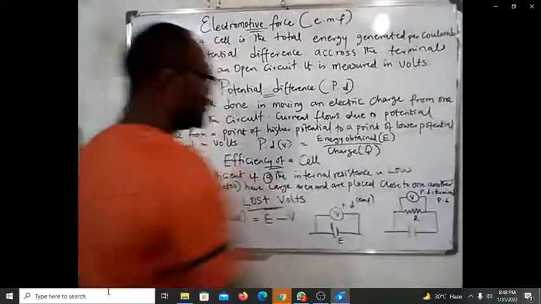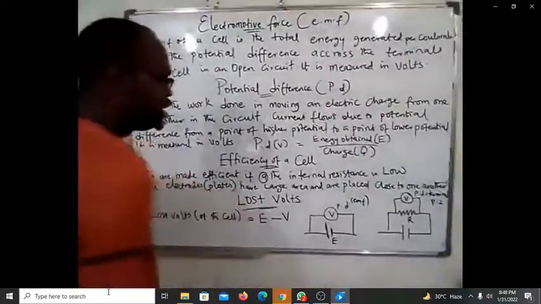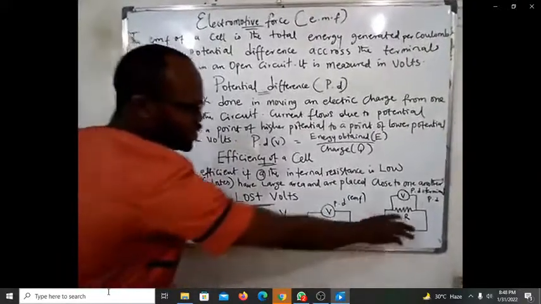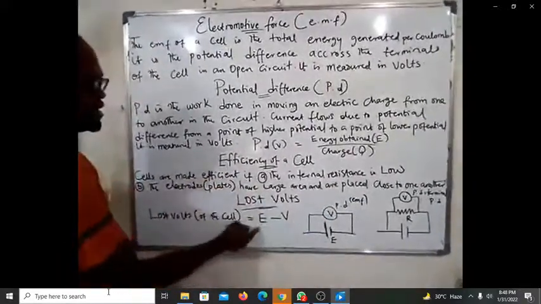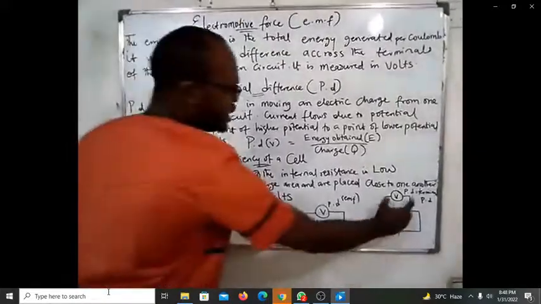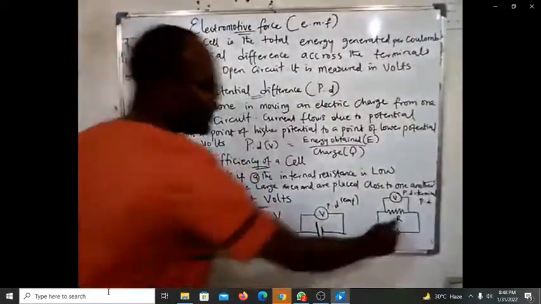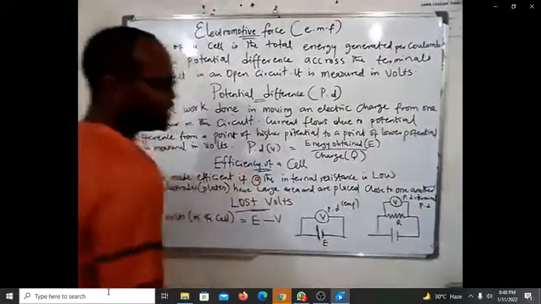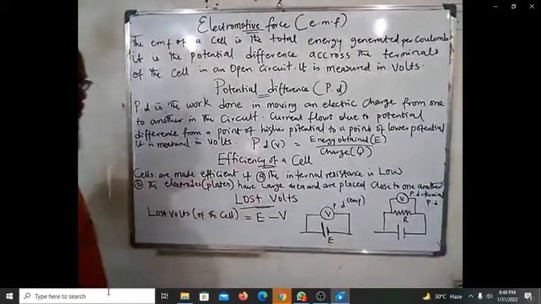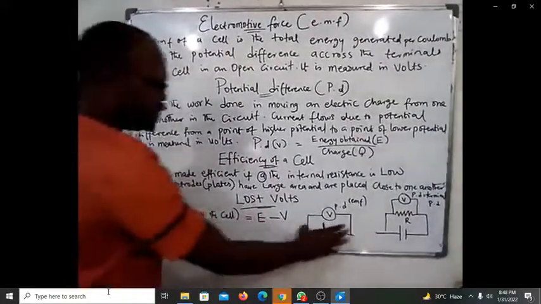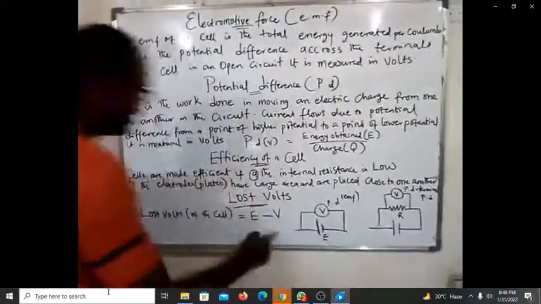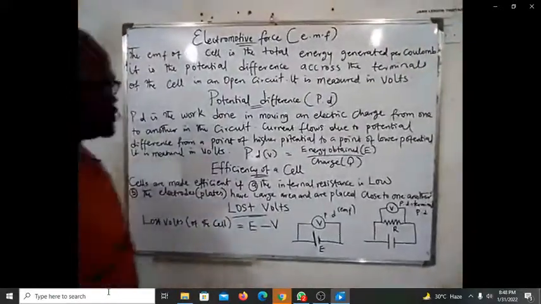So what is the lost voltage or the lost volt? The lost volt is simply the voltage that is measured in this one that does not have a resistor, represented as E, or you can call it the EMF of the cell, minus the voltage that is measured when a resistor is connected, represented as the terminal PD, V. So the difference between the voltage measured here and the one measured here is known as what? Lost volts.